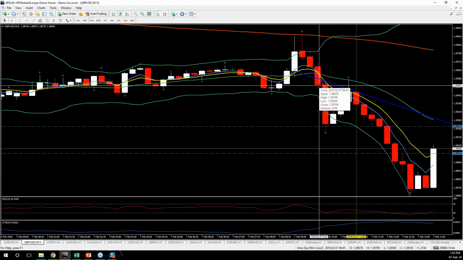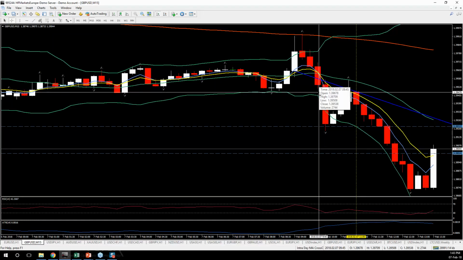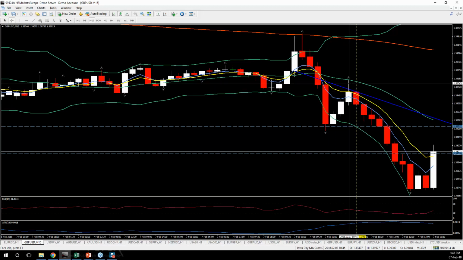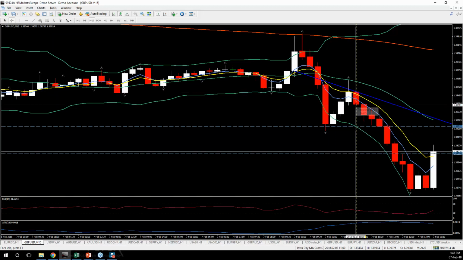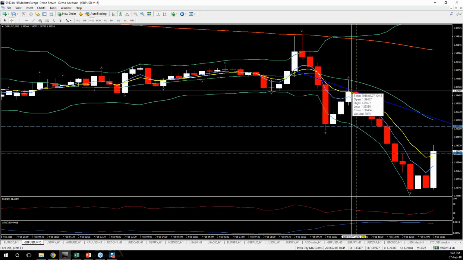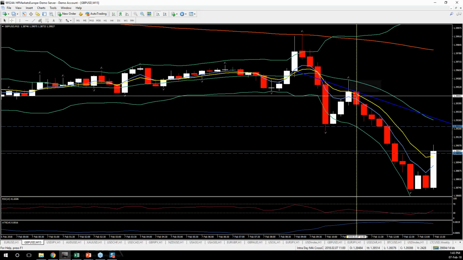12 pips there on a 15-minute, very, very comfortable short, 12 pips there, and you would have got back in again here as we've rejected, or indeed that would have been your entry point again, that 11 o'clock close candle, because we've rejected the trend line again. We tried to pop over it, but we didn't.